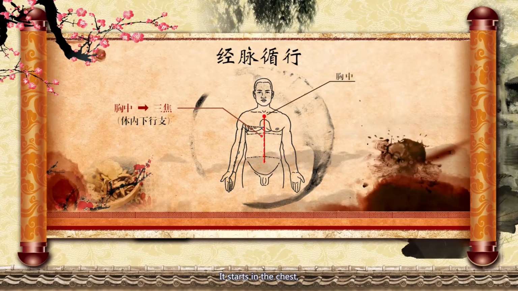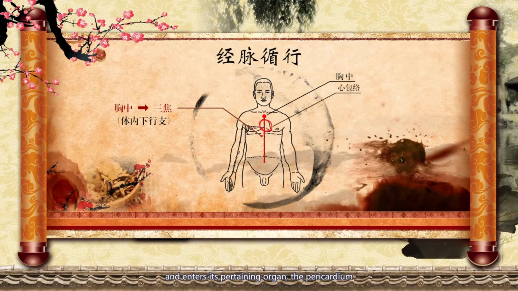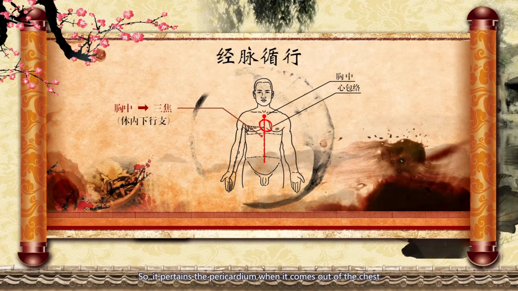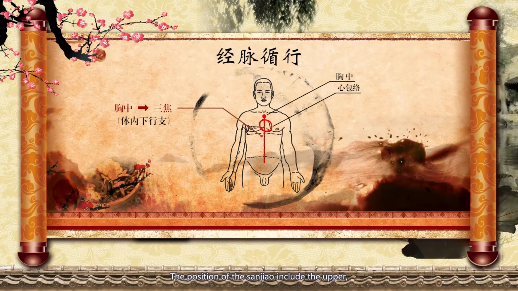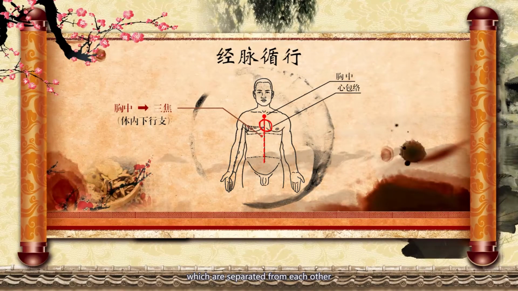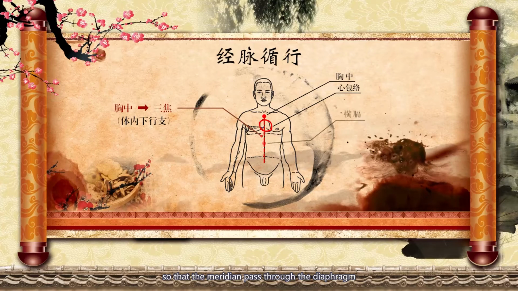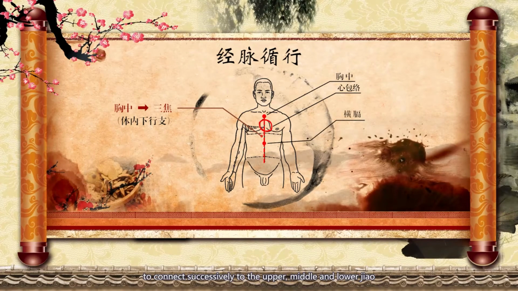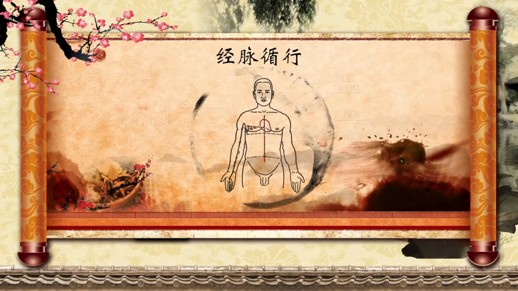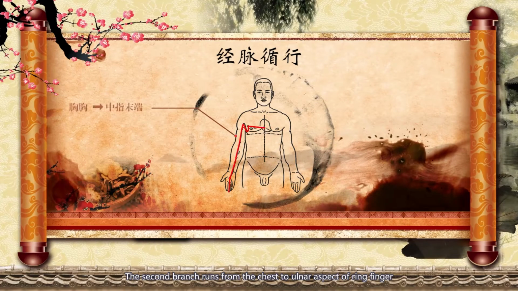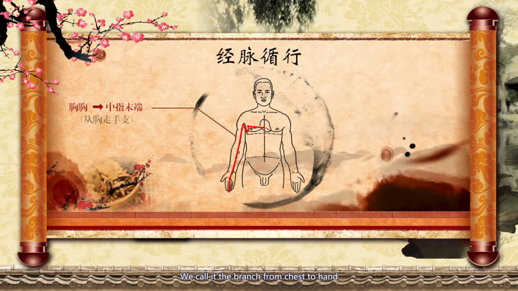It starts in the chest and enters its pertaining organ, the pericardium. The pericardium is located in the chest, so it pertains to the pericardium when it comes out of the chest. The position of the sanjiao includes the upper, middle, and lower jiao, which are separated from each other, so the meridian passes through the diaphragm to connect successively to the upper, middle, and lower jiao. The second branch runs from the chest to the ulnar aspect of the ring finger. We call it the branch from chest to hand.